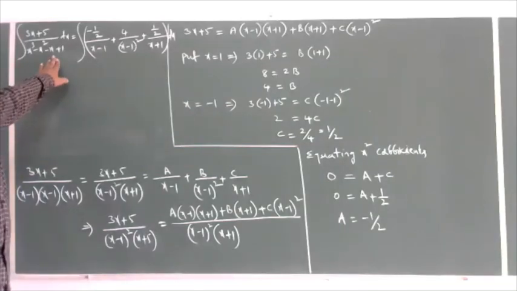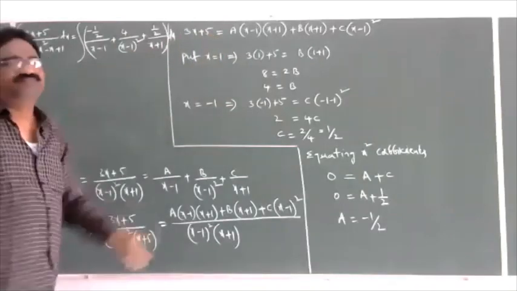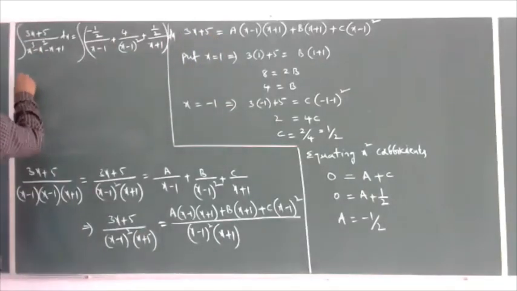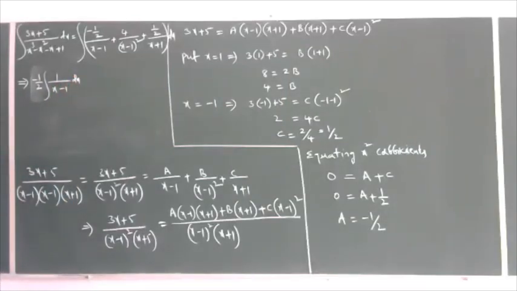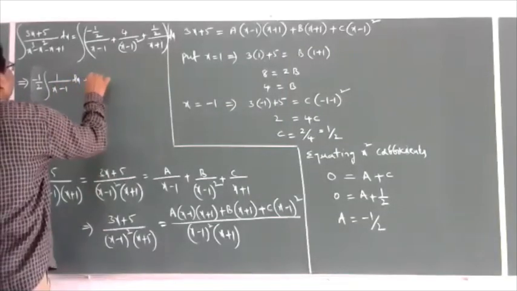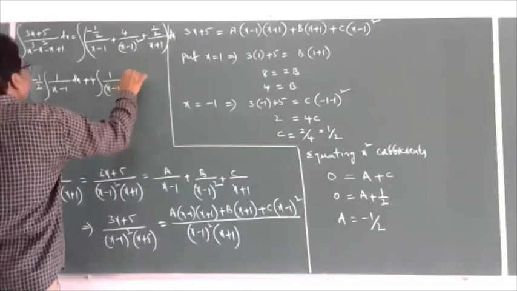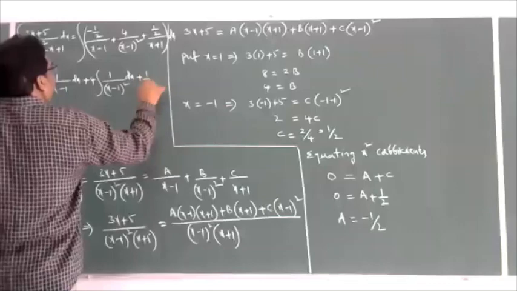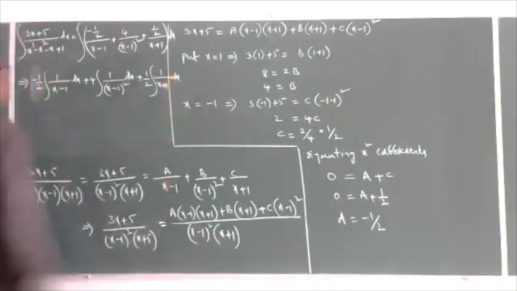After resolving the partial fractions, substitute the values of a, b, and c. Then split into three integrals. That implies integral of 1 by 2: minus 1 by 2 is the constant, minus 1 by 2 into integral 1 by x minus 1 dx, plus 4 is the constant, plus 4 into integral 1 by (x minus 1) whole square dx, plus 1 by 2 constant, integral 1 by x plus 1 dx.